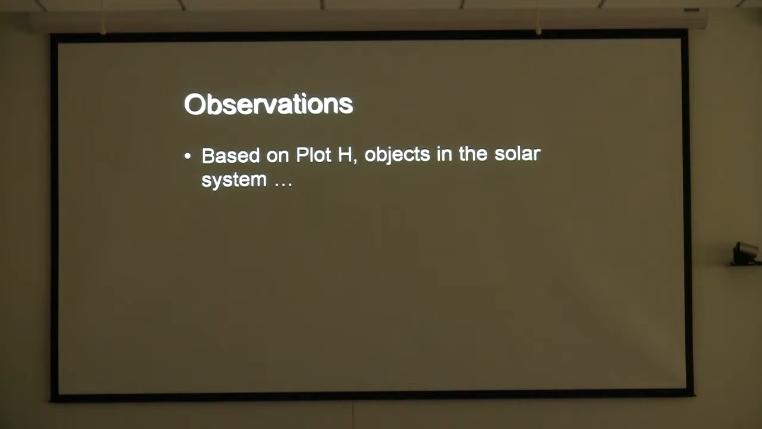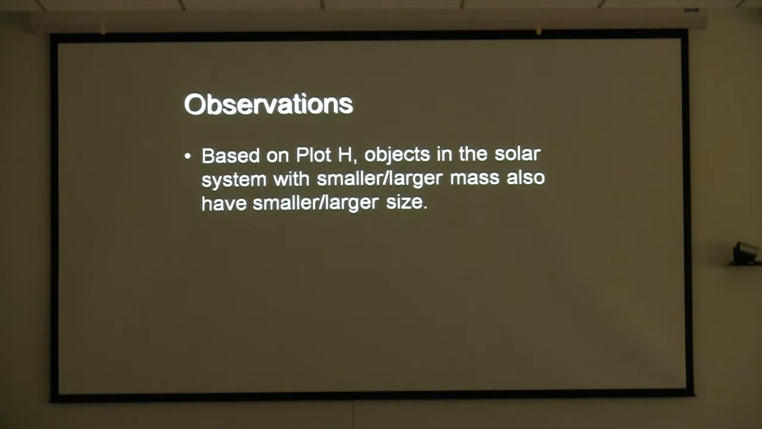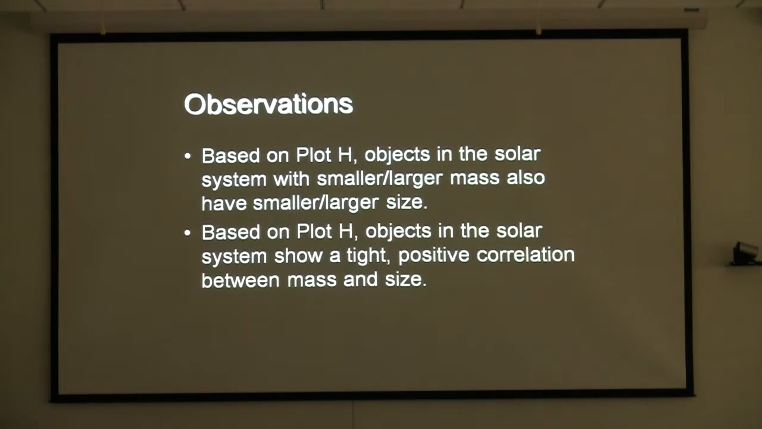Okay, they have a positive correlation between size and mass. You could state it two ways. One to try and be friendly: objects in the solar system with smaller or larger mass also have smaller or larger size. Okay, that's trying to be friendly. But the more mathematical way to say it, based on plot H, is: objects in the solar system show a tight positive correlation between mass and size. Okay? Now, here's the kicker.